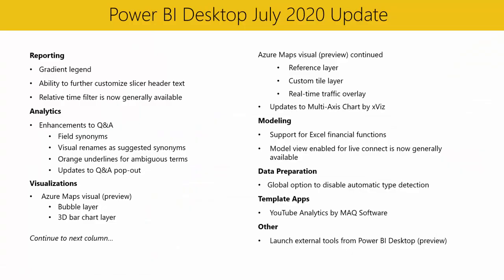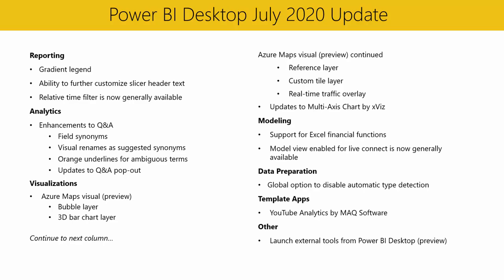We're also happy to announce that Model View enabled for live connected sources is now generally available. We're also including a couple of updates to the feature. First, if you're connected to a multidimensional source or an older version of AS, relationship lines will be displayed with column information hidden. And second, if you have display folders and are viewing a model with translated captions, your display folders will now show those caption names.